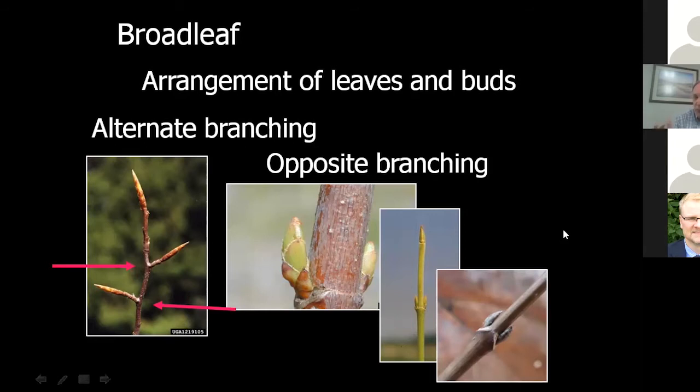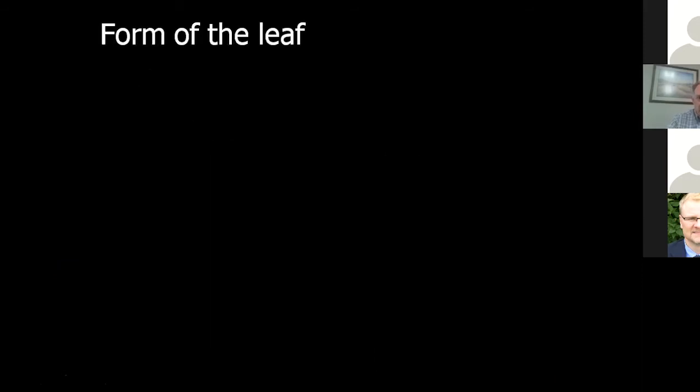These buds, remember, will turn into limbs eventually. So you just need to be able to look at a tree and say, okay, is it alternating or is it opposite? And when you do that, then what happens is you eliminate a lot of trees that could possibly be what you're looking at. Okay, we're going to move from arrangement of leaves and buds, and we're going to move on to the form of a leaf. And the first one we're going to talk about is simple.